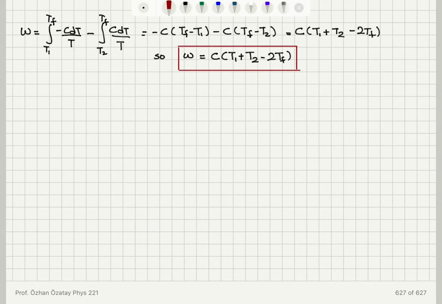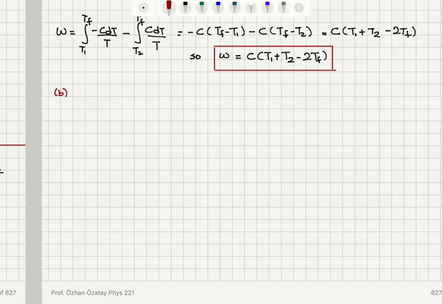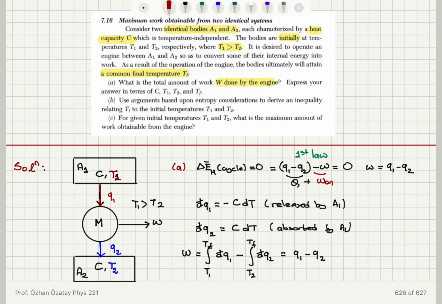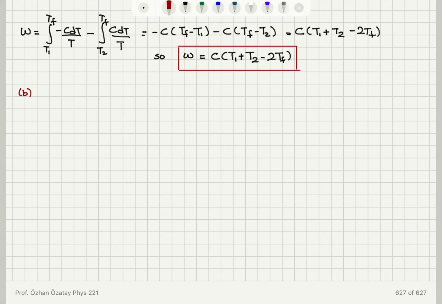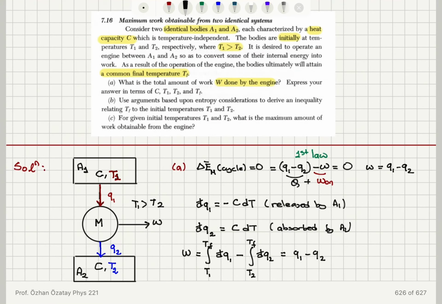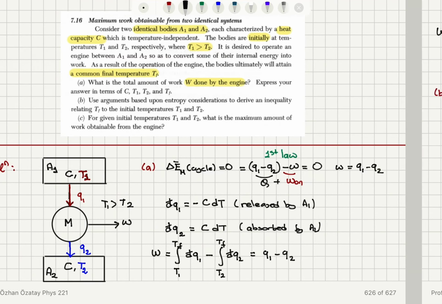Let's move on to part B. Use arguments based upon entropy considerations to derive an inequality between T final and the initial temperatures. So what is the total entropy change? Entropy change of A1 is basically from the heat it is providing.